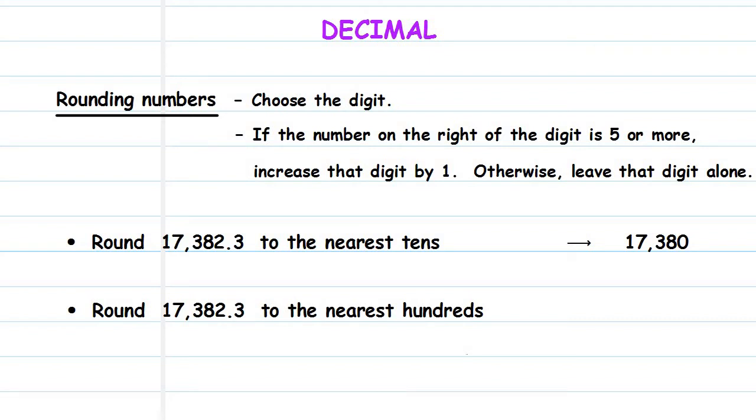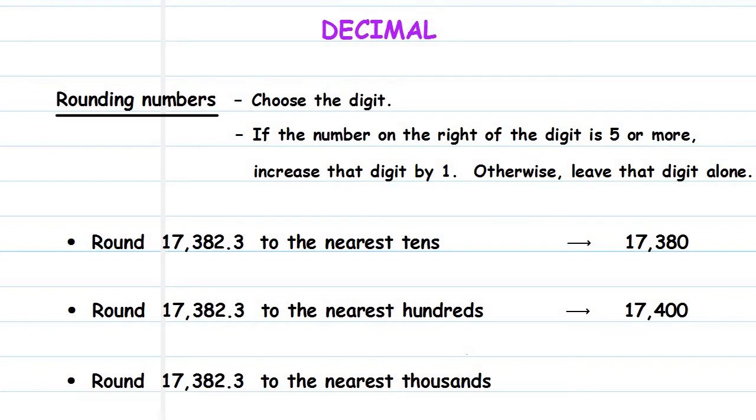How about rounding the same number to the nearest hundreds? This time we are interested in the hundreds digit, and that is the number 3. The number on the right of 3 is 8, which is more than 5. So we will increase the number 3 to 4, and the rounded number is 17400.